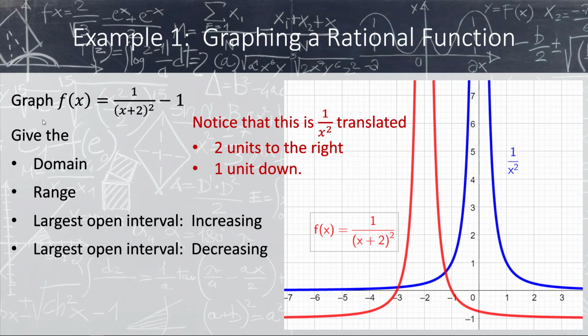We want to graph f of x equal to 1 over (x plus 2) the entire quantity squared, minus 1. Well, notice that this is really nothing more than our base function translated to the right by 2 units, the x plus 2, and then down by 1. So this is an exercise in 3.5 and 2.7.